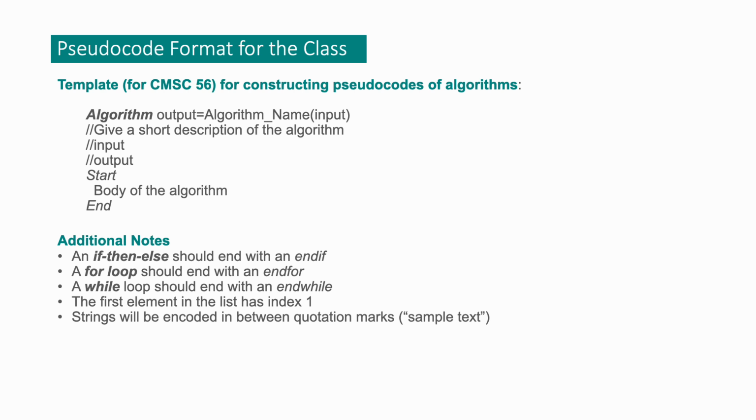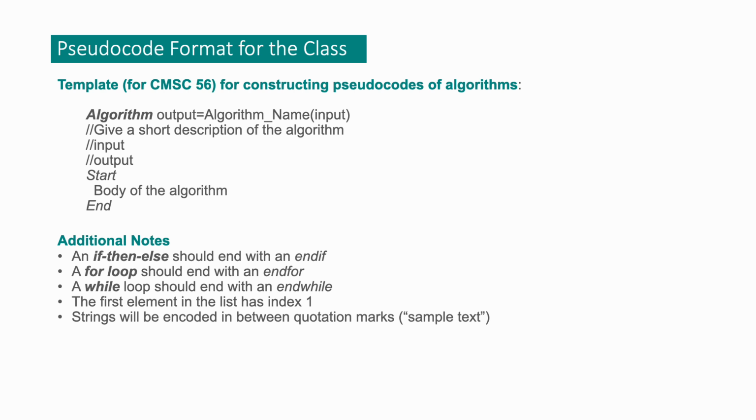So for uniformity, we will use a template in writing pseudocodes in class. We have the word algorithm to indicate that we are constructing an algorithm. Then we have output equals algorithm, and then the input. The next line after the header is the description of the algorithm. The description is a short and concise statement that tells the reader what the algorithm is expected to do. And then next to that would be the input.